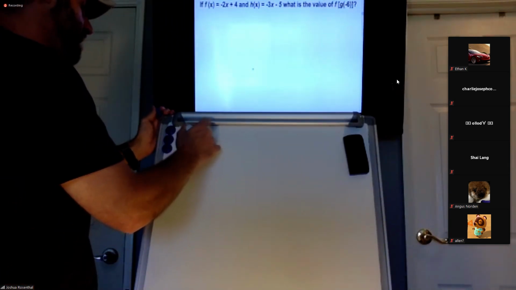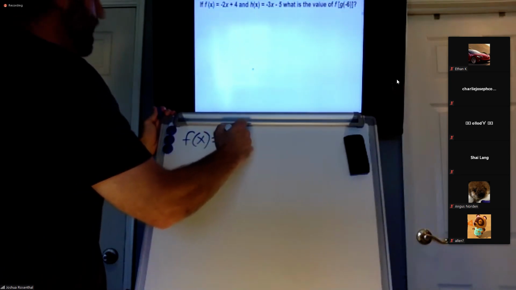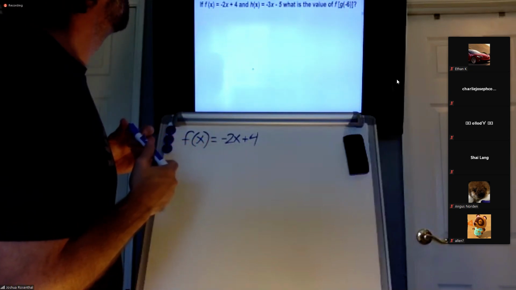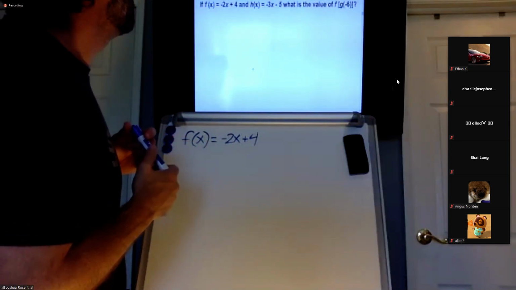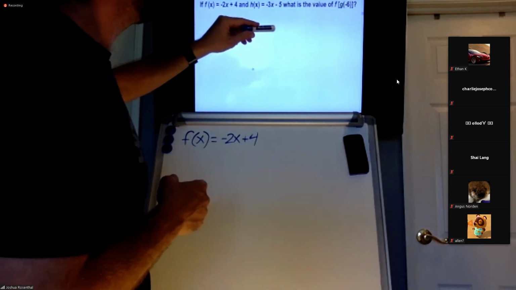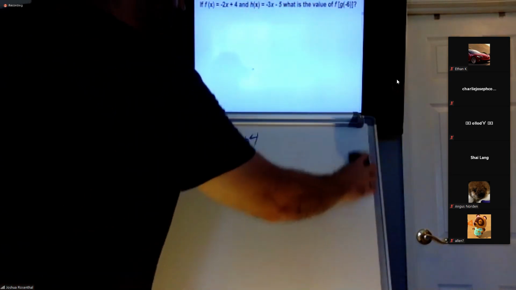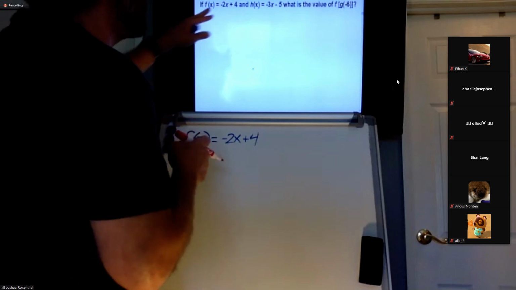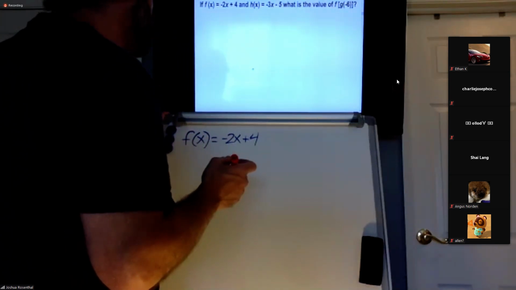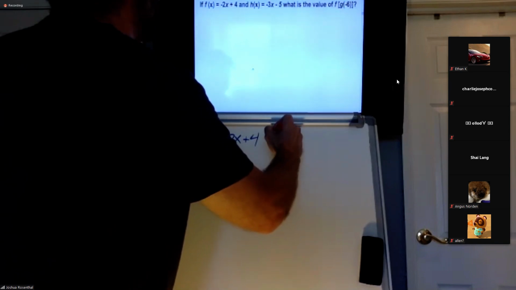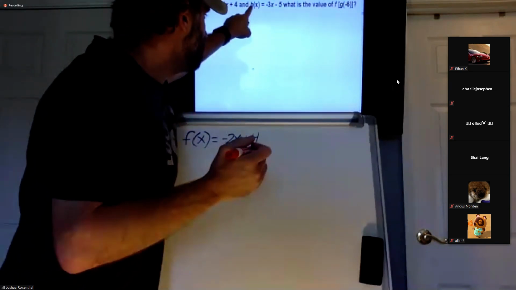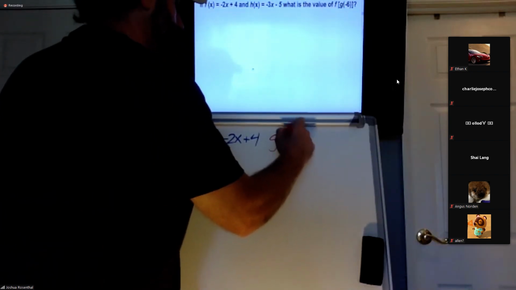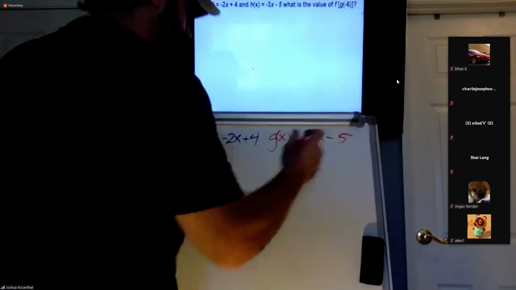I have f of, I'm going to try to color code this to make it easy, negative 2x plus 4. Oh, that should say f of h of x, not g. That's a misprint. There would have to be a g function given to you, and there's not. So either I change that to g, or I change that to h. We could change this one to g. G of x is equal to negative 3x minus 5.